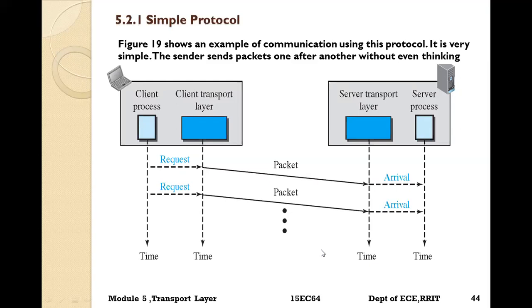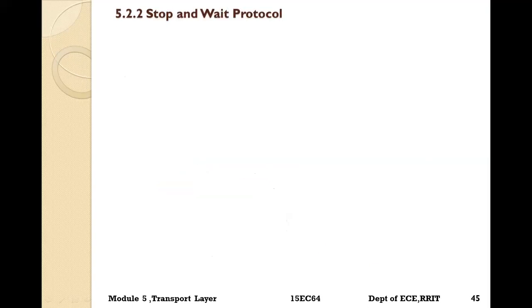In order to overcome that, we have improved this simple protocol into a stop and wait protocol. In the stop and wait protocol, we set a timer. The procedure is stop and wait. Once you send a packet from the transport layer, the message will come from an application layer process. The transport layer will make a packet and send it. Once it is sent, it will set a timer.